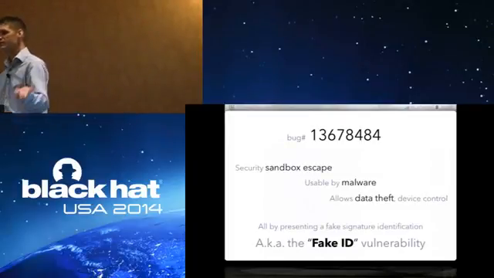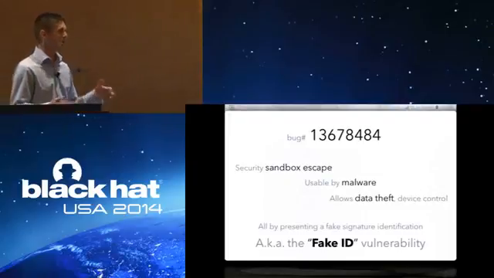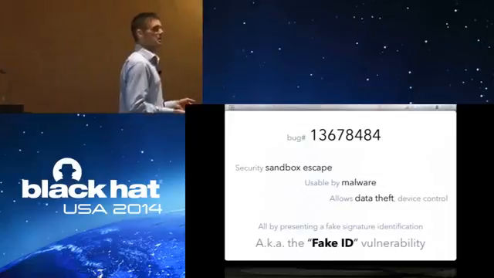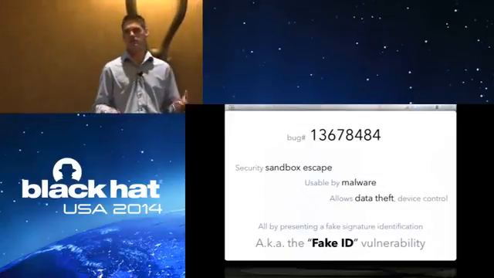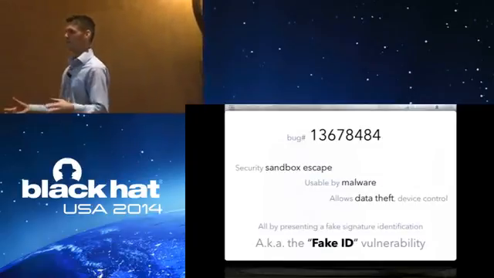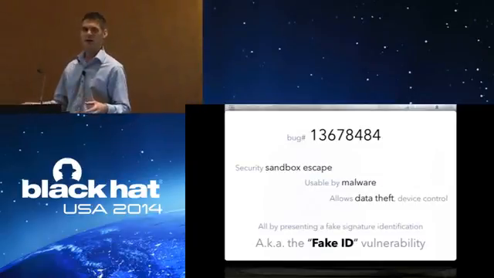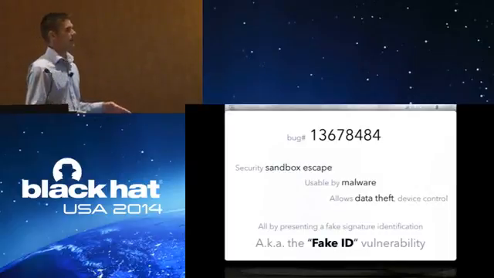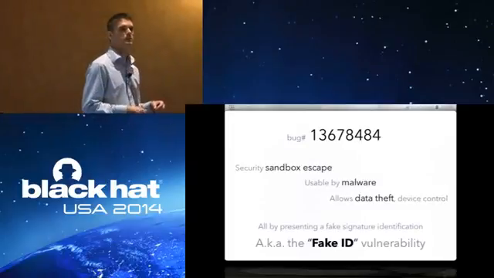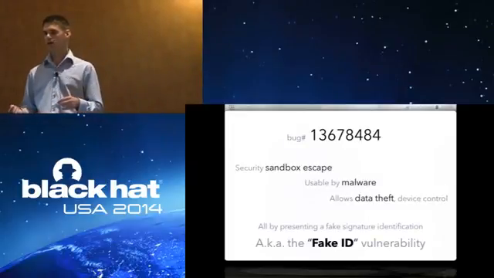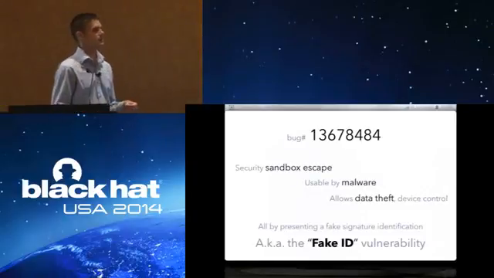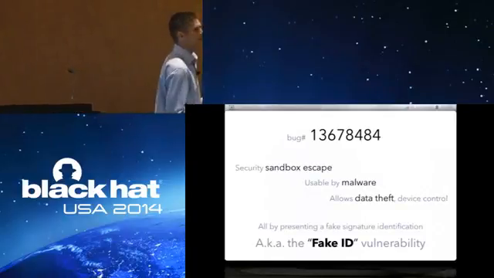I'm here to talk to you about this cute little bug. This bug just basically has this number, and that's a bug track number. This bug is interesting because it's a complete security sandbox escape. It is definitely usable by malware in a completely stealth fashion, and it ultimately allows things like data theft and potentially, in certain circumstances, full device compromise. All of it comes down to presenting a little fake signature identity to the system, which is why we've been calling it the FakeID vulnerability.